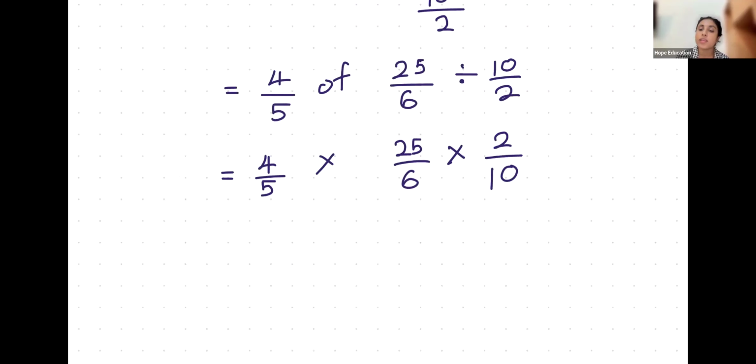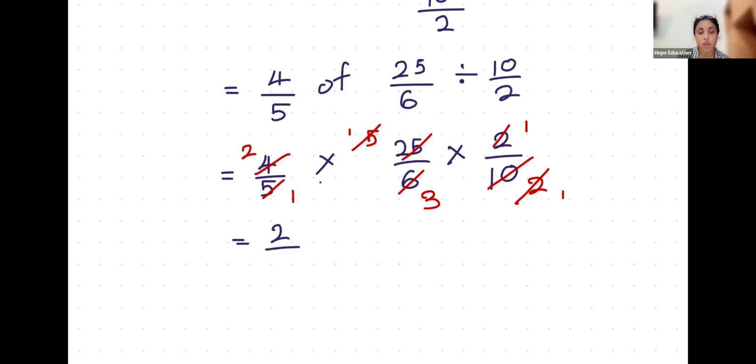5 times 2 is 10. 5 times 5 is 25. 2 times 1 is 2. 2 times 3 is 6. Here 5 times 1 is 5. 5 times 1 is 5. Then what do we have remaining? Something more can be cancelled, right? 2 times 1 is 2. 2 times 2 is 4. So at the numerator, I have only 2 remaining. At the denominator, I have only 3 remaining. So answer is 2 over 3.